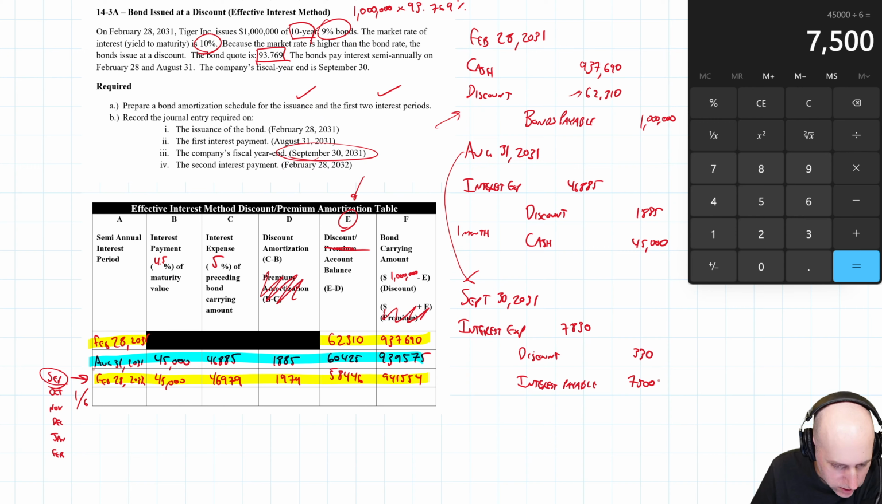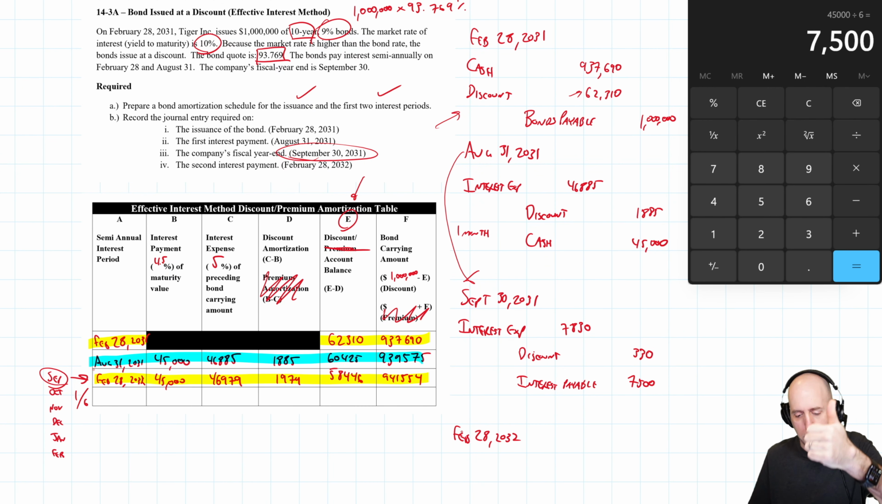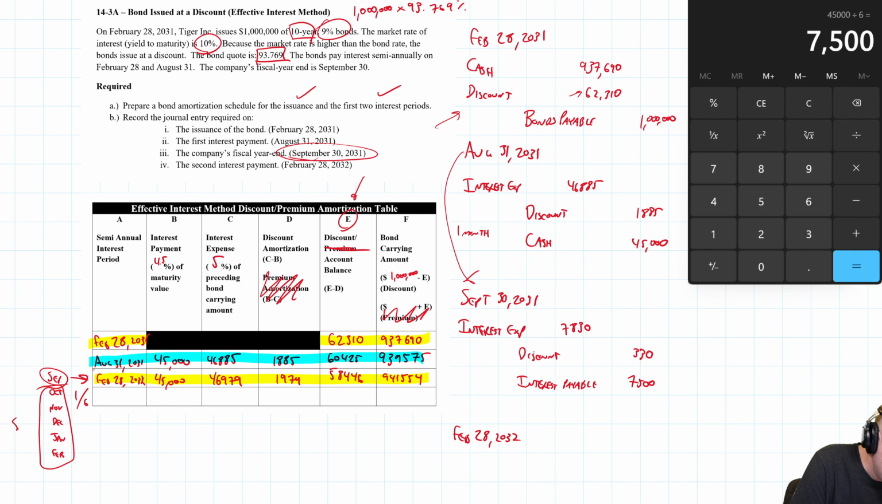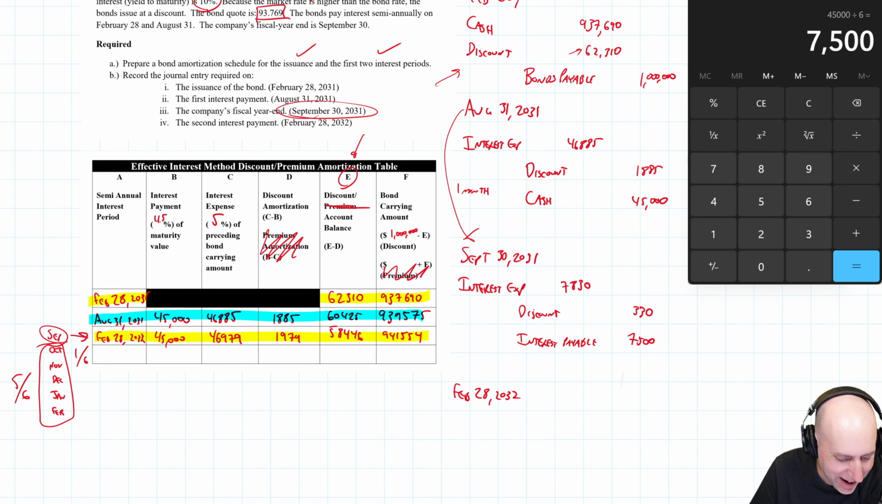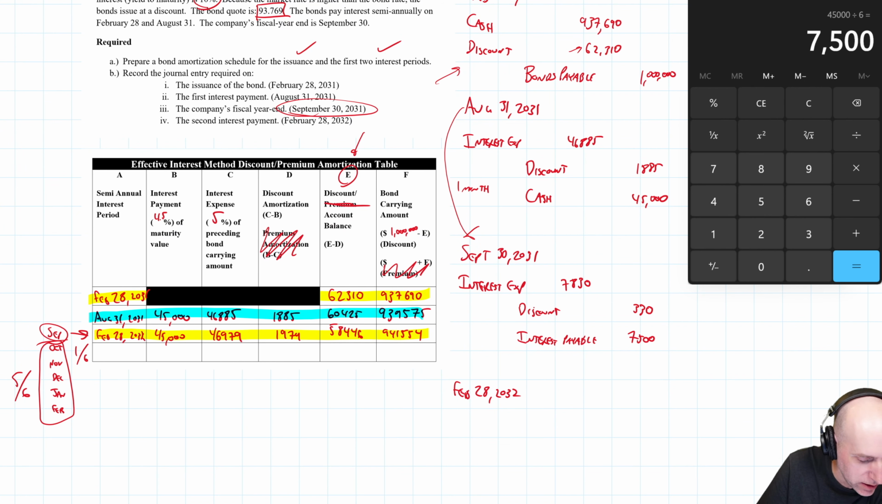Okay, one more entry to do, and that's on February 28th, 2032. And what's February 28th, 2032? Well, it covers the months from September 30th to February. So October, November, December, January, February. It's 5 months. And look at that. We did 1/6. Well, guess what? Now we got to do the other 5/6. So let's get after it. Same line. We're just doing the rest of it.